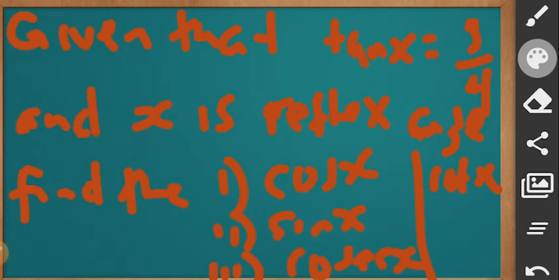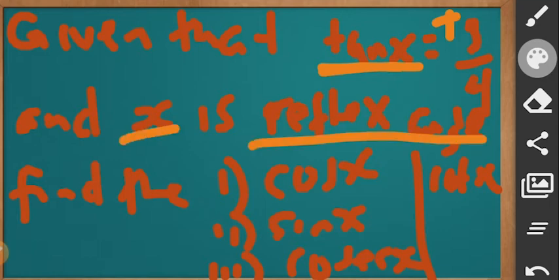First of all, what is the sign of this tan x? The sign here is positive, because if a number has no sign, then it is positive. If tan x is positive and it is 3 over 4, and x is a reflex angle, then that is going to help us, so we are going to make use of that.